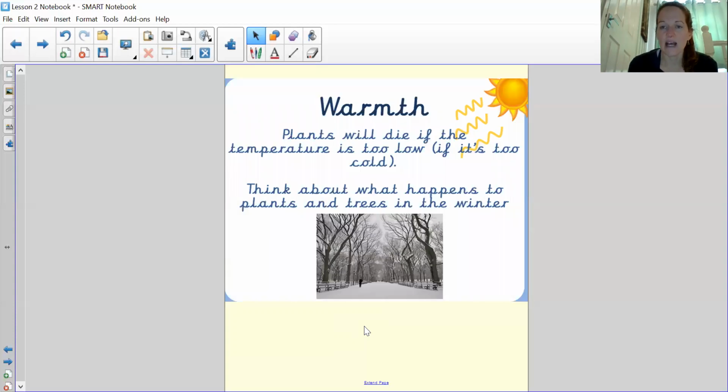Now, warmth helps the plants to stay alive. Plants will die if the temperature is too low, if it's too cold. So think about what happens to plants and trees in the winter. You see that snowy picture. What happens to all those trees? That's right, if you said all the leaves have fallen off. That means those trees didn't have the heat from the sun to keep them growing. So the leaves have fallen off. So that's why we need the sun.